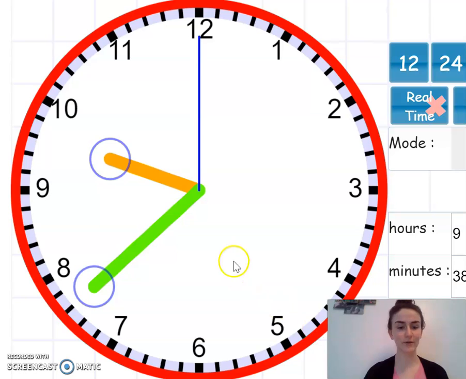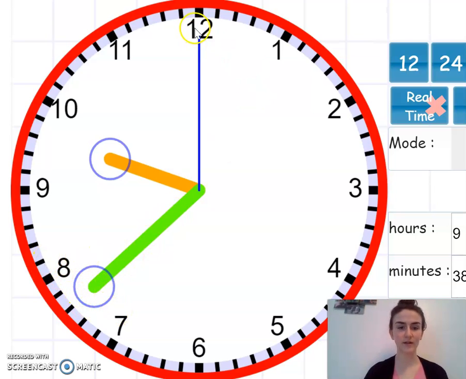All right, guys, let's go over this one. So where is our hour hand pointing? Well, our hour hand is between the 9 and the 10, right? Which means it hasn't reached the 10 yet. It's still 9 something, okay? So let's look at our minute hand. Where's our minute hand pointing? Okay, it's between the 7 and the 8.